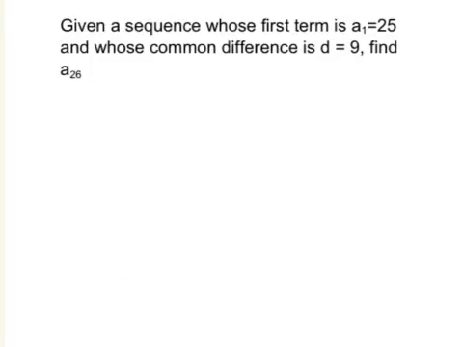So when we write a rule for a sequence, the information we get is going to look different from time to time. So we just saw one where it listed out the numbers. Here's a little bit different. It says, given a sequence whose first term is 25 and whose common difference is positive 9, now all we want to do is find a26. Well, I'm going to do this in two parts. Number one, if I wanted to write the rule, it would look like this. An equals 25 plus 9 times n minus 1.